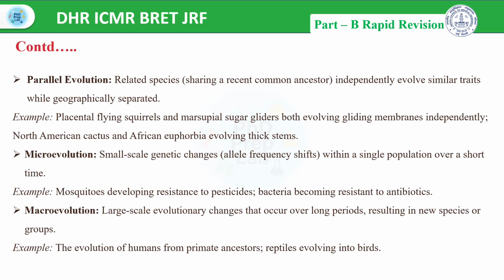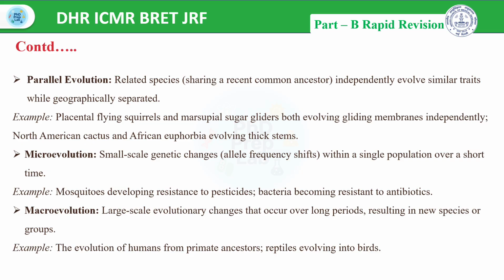Now we have parallel evolution, so this occurs in related species. It is also important to note what evolution occurs in related species and what evolution occurs in unrelated species. So parallel evolution occurs in related species, which share a recent common ancestor. They independently evolve similar traits while geographically separated. So they are not in the same place, but they evolve similar traits independently, like placental flying squirrels and marsupial sugar gliders both evolving gliding membranes independently.